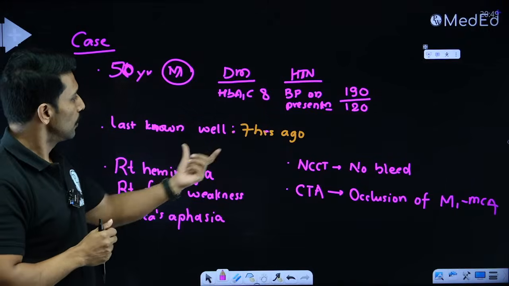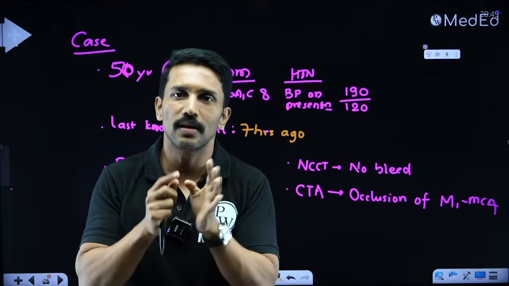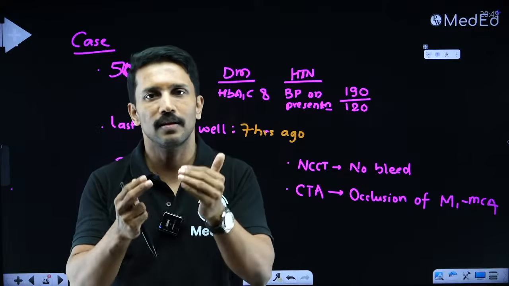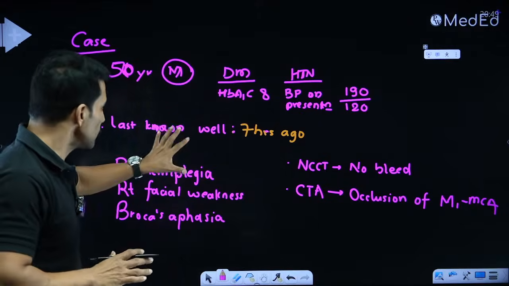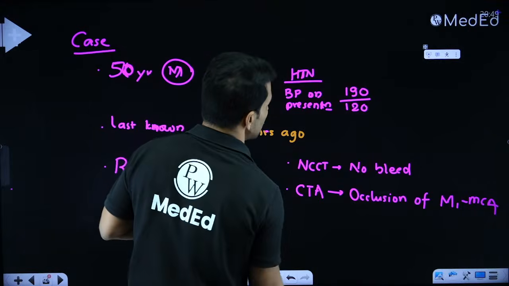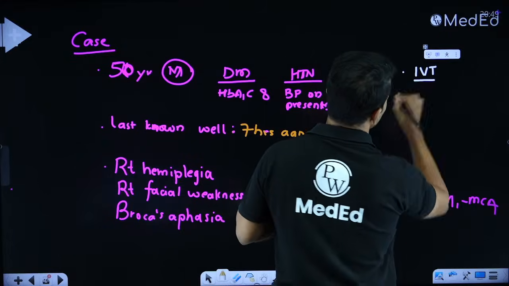So onset is more than 7 hours ago, right? I have to now decide whether he is eligible for EVT, whether he is eligible for IVT, and then decide what to do, right? Yes, first let us decide about the IV thrombolysis, then we will talk about the EVT.